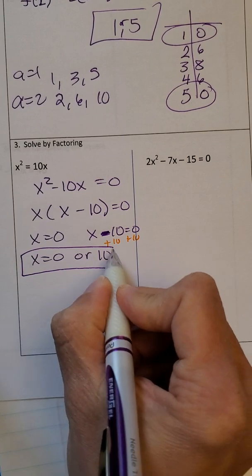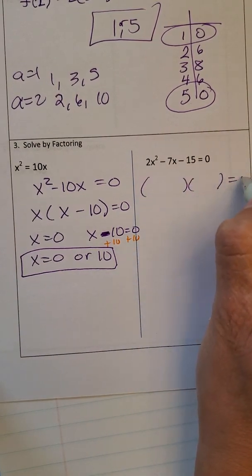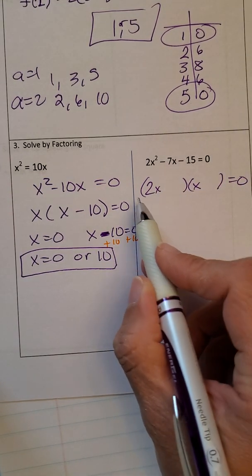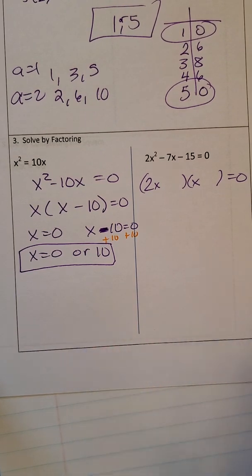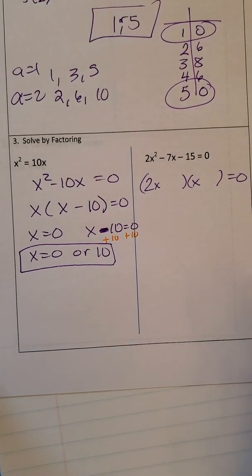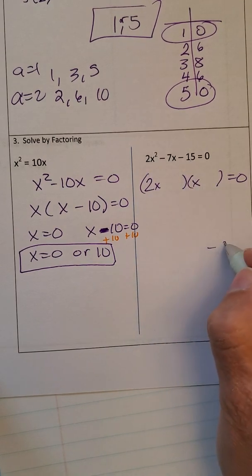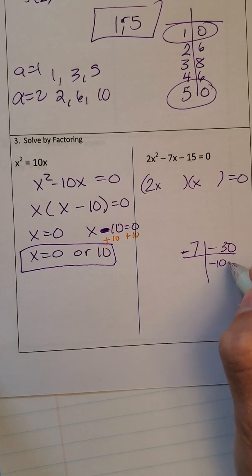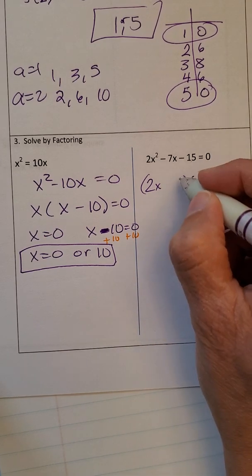So there's that one. And now to factor this one, I will go like this. So 2x and x, right? That's 2x times x is 2x squared. So we use different methods when we factored. So it depends on what method you used. You might have used the box method, but we're trying to find 2 factors of negative 30 that add up to negative 7. And that looks like a negative 10 and a positive 3. So that means one way I want a 10 and one way I want a 3.